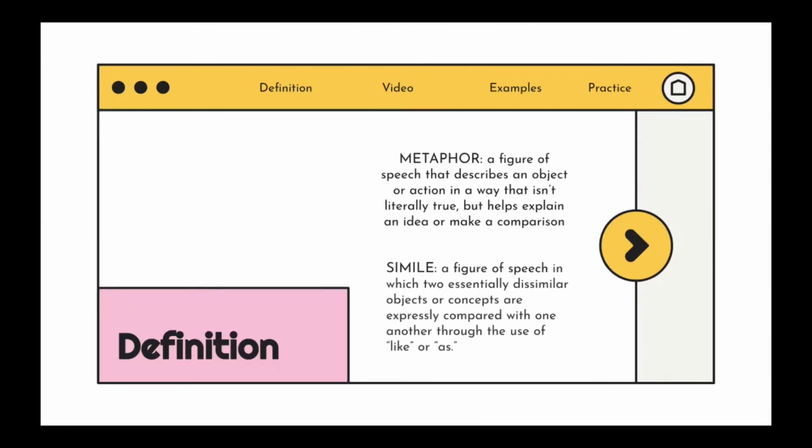So, metaphor is a figure of speech that describes an object or action in a way that isn't literally true, but helps explain an idea or make a comparison. Simile is a figure of speech in which two dissimilar objects or concepts are compared with one another through the use of like or as. So, in both metaphor and simile, two unlike things are compared with each other to better describe one of those things. In similes, we use like or as. In metaphors, we do not. We make a direct comparison.